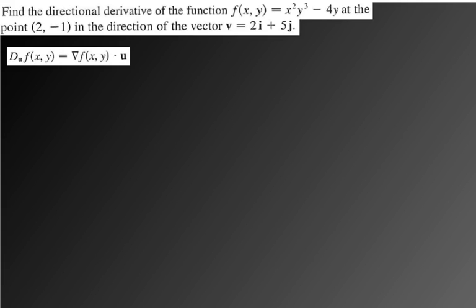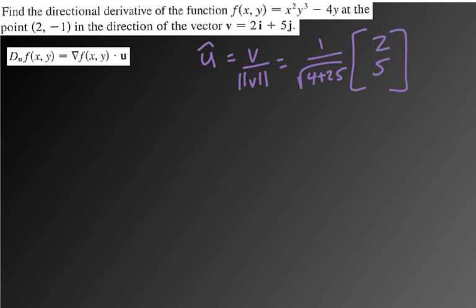You don't want necessarily this vector. You just want to make sure it's length 1. So just to start off, I'm going to figure out u, which is a unit vector, so I can put the little hat on it. And I'm just going to do v divided by its magnitude. So the magnitude is square root of 4 plus 25. And then it's going to be times the vector 2, 5.